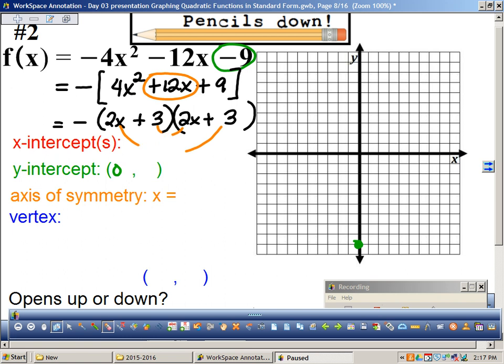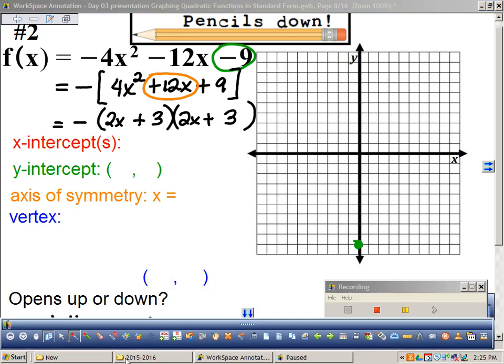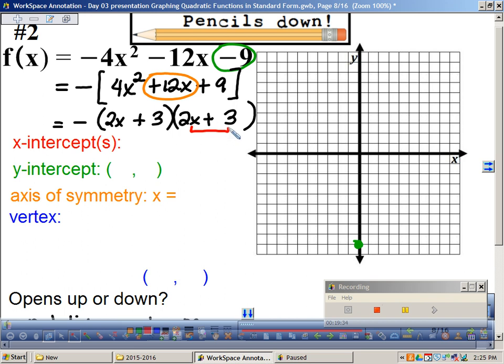I'm going to erase this part, though, so that we can actually see what we're doing here. So my x-intercepts are at -3/2, right? You divide both by 2. And this one's also at -3/2. So my x-intercept is at, let's make these halves. I'm going to make every single one of these a half. So if this is a half, then I'm going to go 1/2, 2/2, 3 halves.